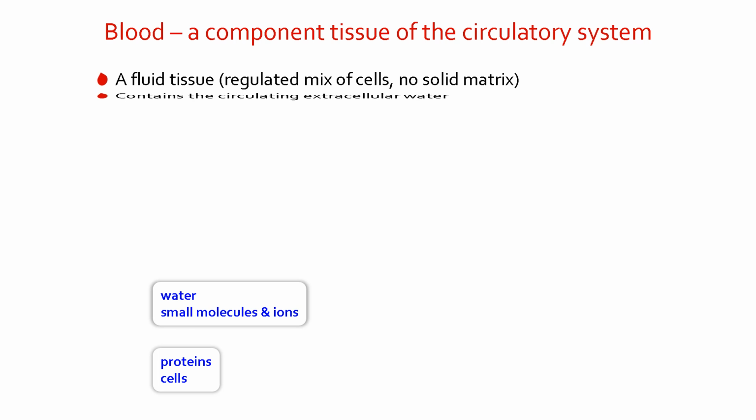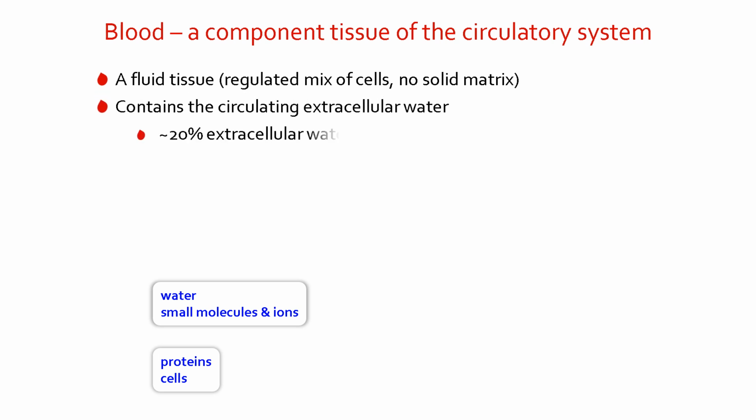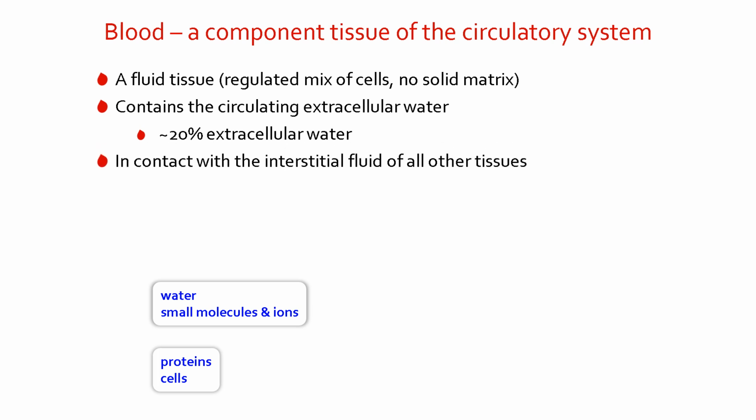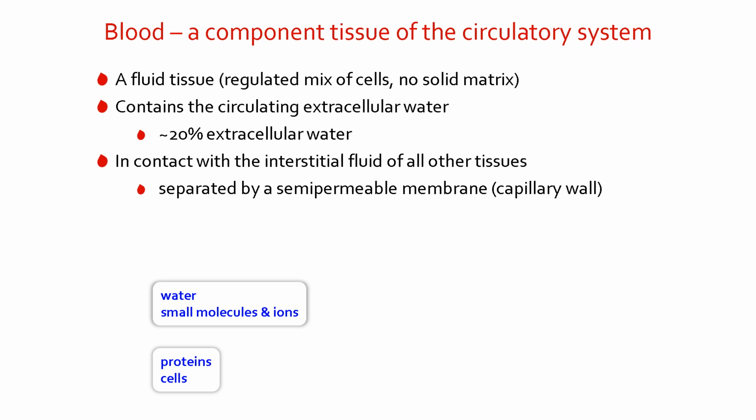Water circulating in the blood accounts for about 20% of the extracellular water, the remainder being in the interstitial space surrounding the cells of tissues and organs. Blood communicates with the interstitial fluid, from which it is separated by the endothelial cells that form the walls of vascular capillaries. The endothelial cell essentially acts as a semi-permeable membrane, which allows rapid exchange of small molecules and water.